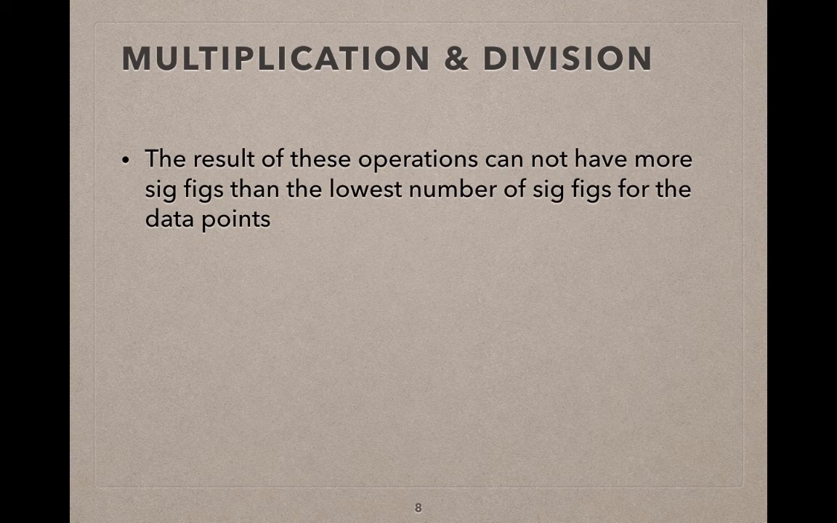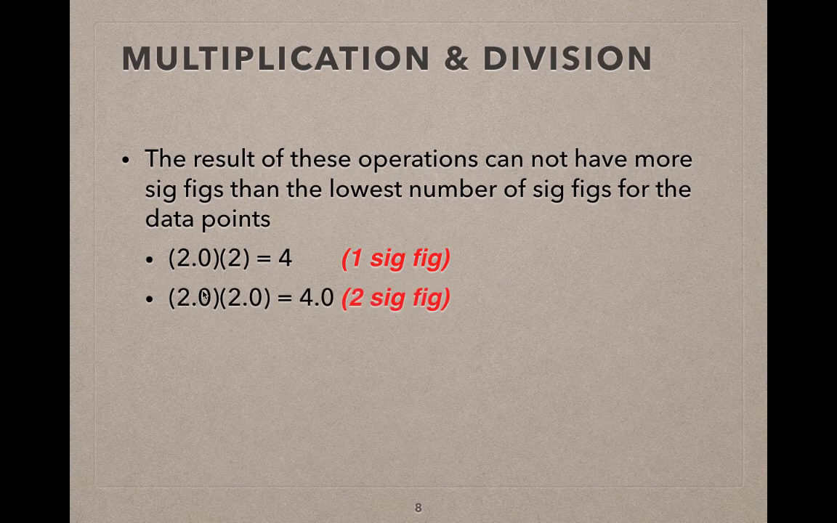Now, if we're doing multiplication and division, the results of these two operations cannot have more significant figures than the lowest number of significant figures for your data points. And so if we have two values, 2.0 times 2 equaling 4, we have a measurement with 2 significant figures and a measurement with 1 significant figure, and that means that our final answer can only have 1 significant figure. So we can only report that as 4. If both of our measurements have 2 significant figures, then we are allowed to report 2 significant figures in our final answer. So here our answer would be 4.0.